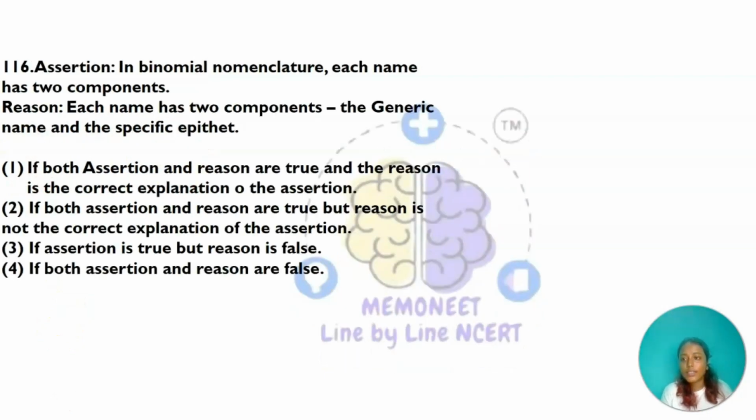The next question is assertion reason type. In binomial nomenclature, each name has 2 components, which is true. There will be generic and specific. Each name has 2 components, the generic name and the specific epithet. So both assertion and reason are true, and it is the correct explanation of the assertion. So option 1 is the correct answer in this question.